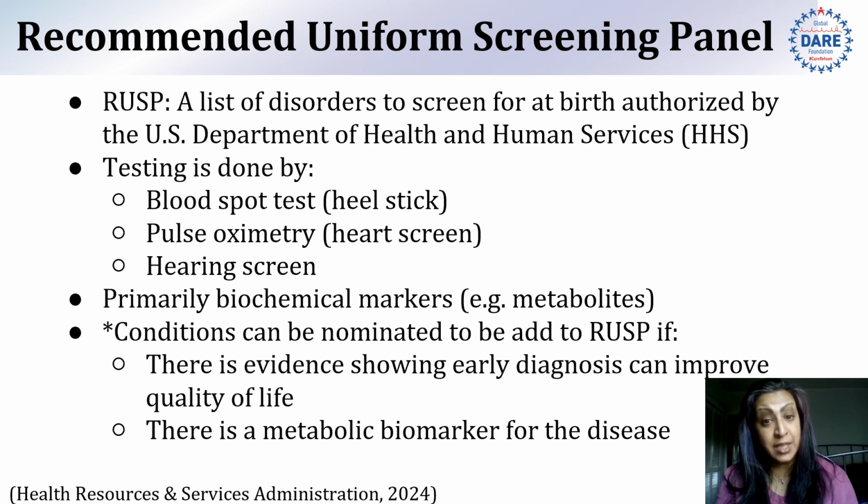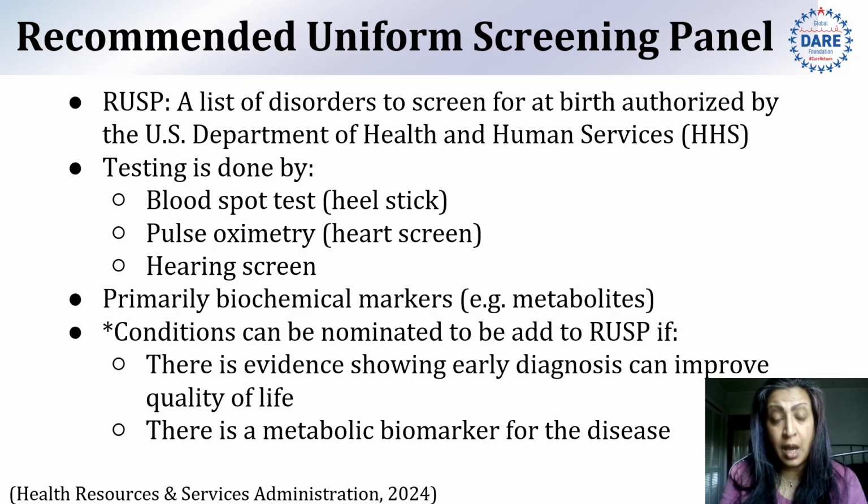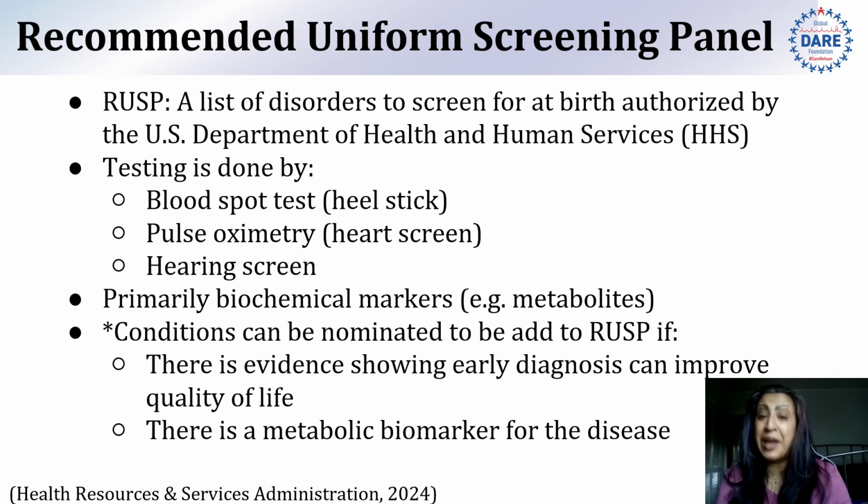So historically, conditions could be added to the RUSP if there is strong evidence that early detection improves the health outcomes for patients with this disease, and if a reliable screening method exists. But it should be known that at the time of this recording, the advisory committee responsible for nominating new diseases to the RUSP has been dissolved. So currently, there is no path to nominate new diseases and conditions to the RUSP, and that's what the little asterisk that you see there is meant to represent. But hopefully, that will change soon.